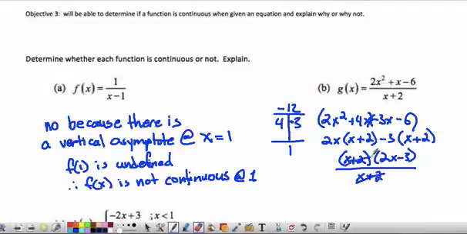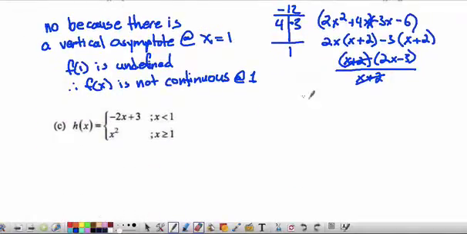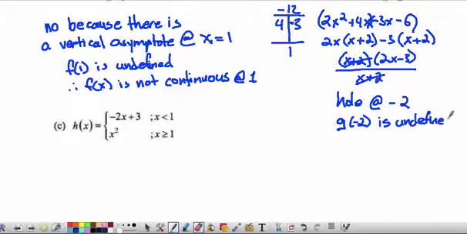And what do you know? Those cancel out. So there is a hole at negative 2. So we want to explain why. And g of negative 2 is undefined. Therefore, g of x is not continuous at negative 2.